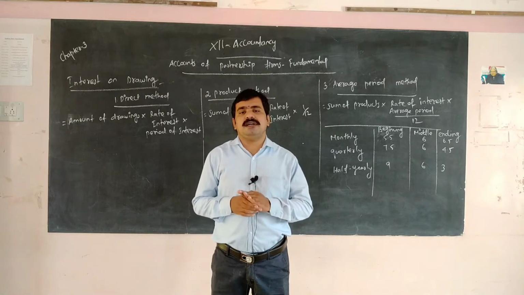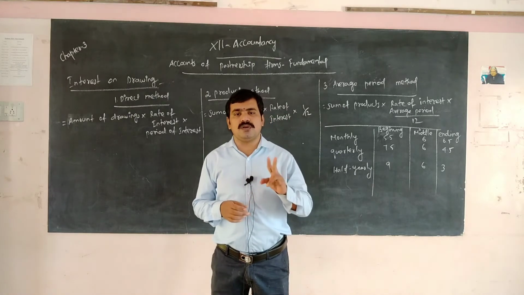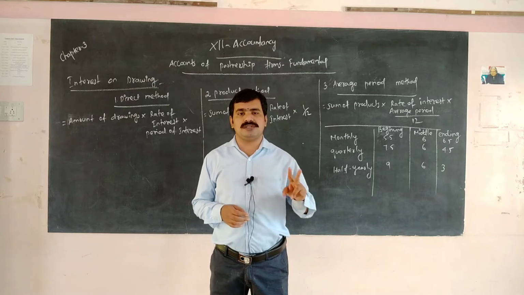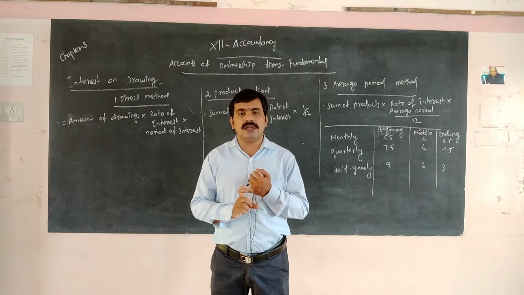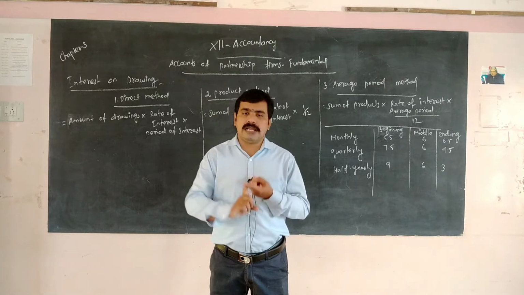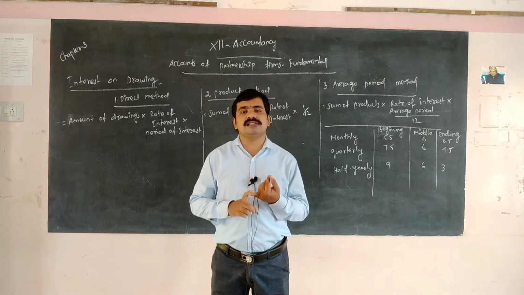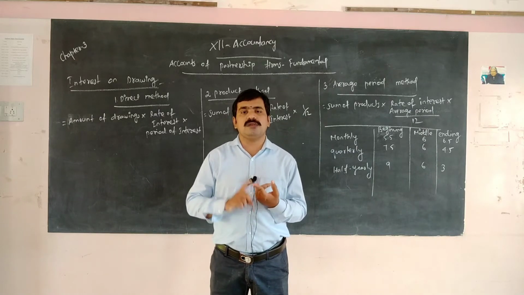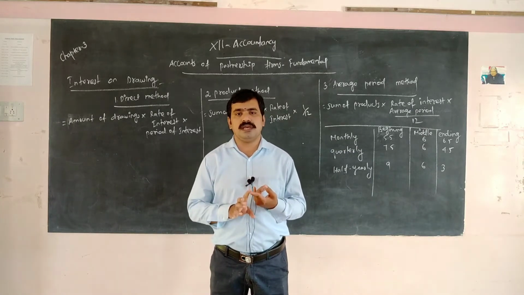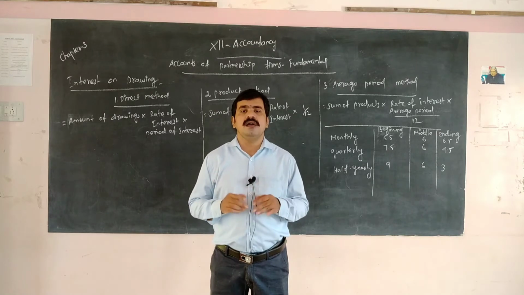The fixed capital method is divided into two accounts. You have to open two accounts: one is the capital account, another one is the current account. Next one is the fluctuating capital method. In this method, you have to calculate only the capital account. That's all.